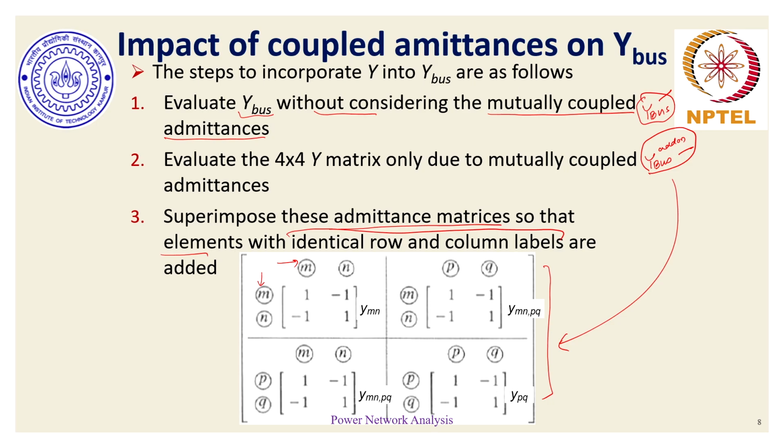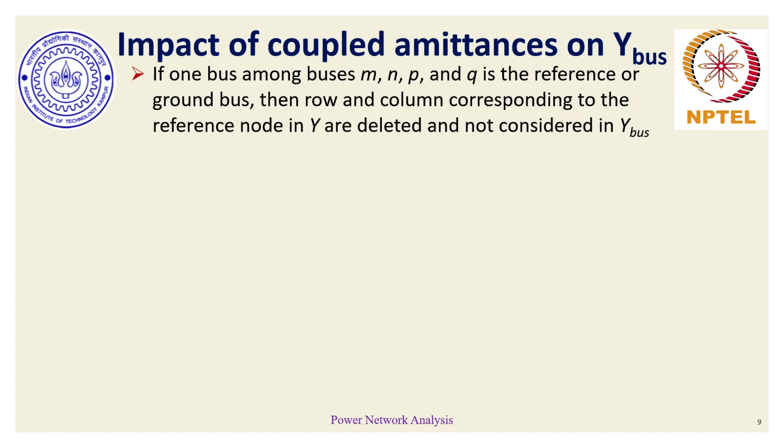We'll also have an example towards the end of this discussion where it will become clearer how the superimposition happens. Now, it may also happen that the mutually coupled impedances need not exist between two unique pairs of buses. That is, bus M can be the same as bus P, bus Q could be the same as bus N. So, there can be repeated labels sitting over here. It need not actually be a 4 cross 4 matrix. So, what is to be done in those cases?